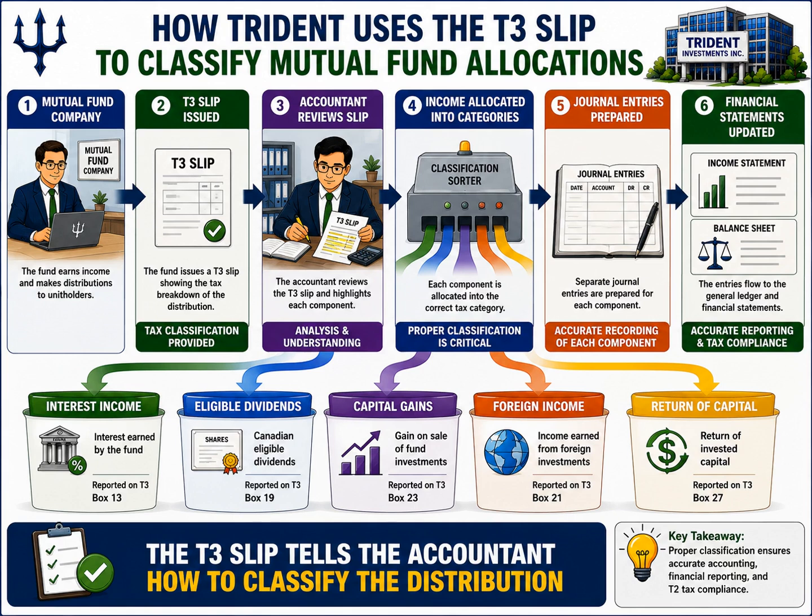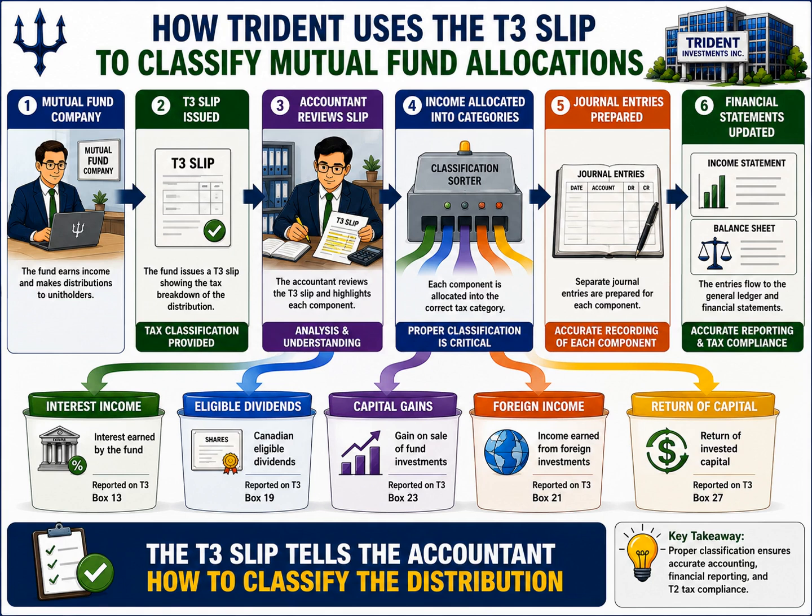Notice the buckets shown at the bottom of the slide. They represent the accountant's primary objective, not to record the distribution amount itself, but to determine the true nature of the amounts inside the distribution. This distinction is extremely important. Without the T3 slip, the accountant would know the total distribution amount, but would not necessarily know how to classify it correctly. The T3 slip provides the missing information needed to make that determination.